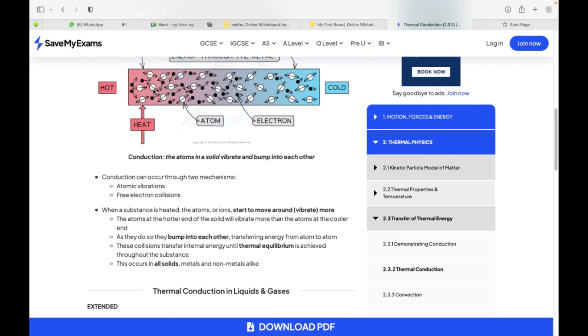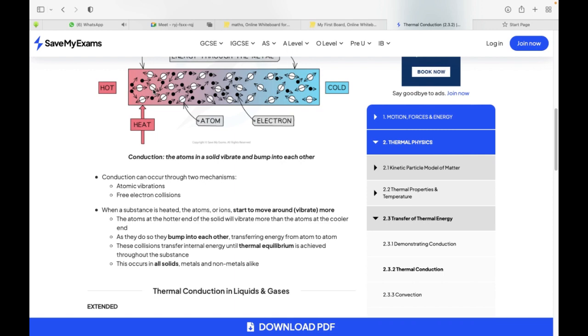So their speed will increase. The average kinetic energy will increase the speed of the collision. So the atoms will collide even more, faster. And since speed increases, the rate of transfer of energy will increase as well, right? So that's what we said. The atoms at the hotter end of the solid will vibrate more than the atoms at the cooler end of the solid.